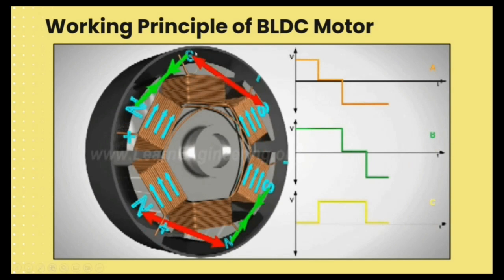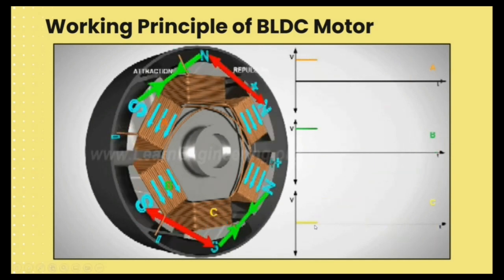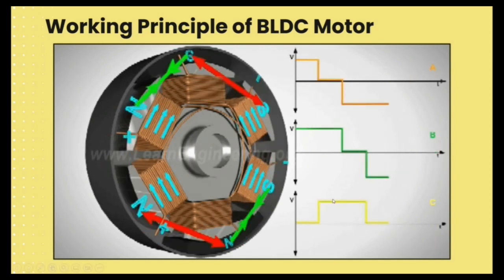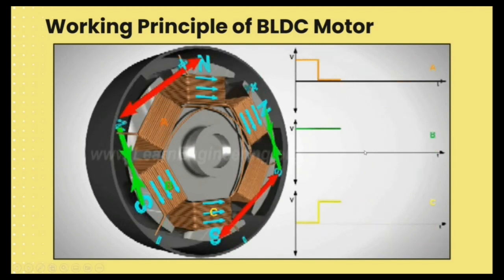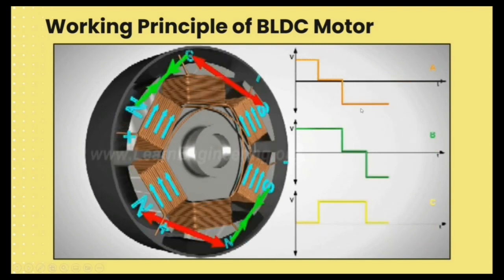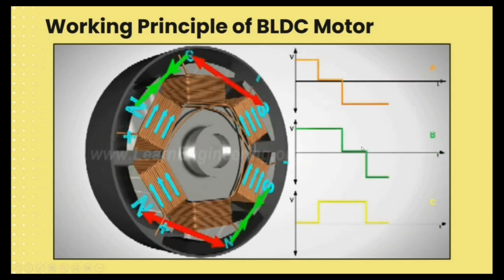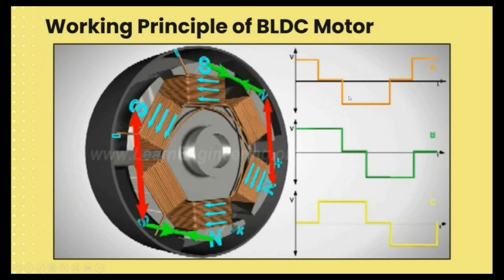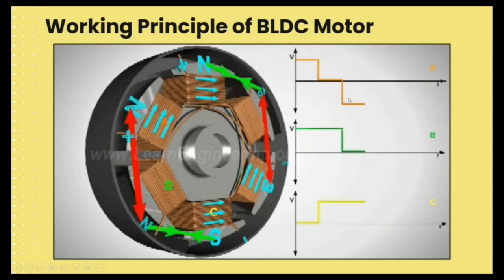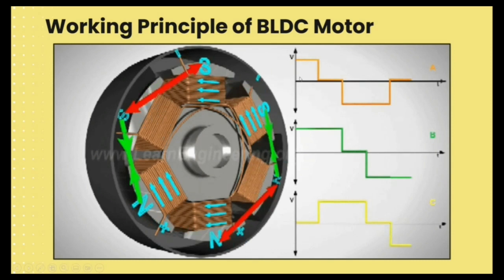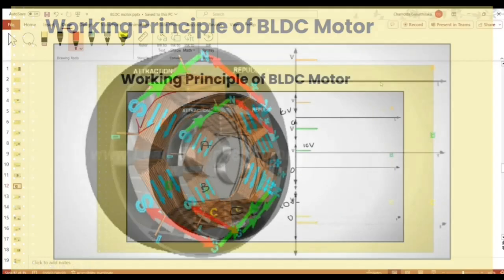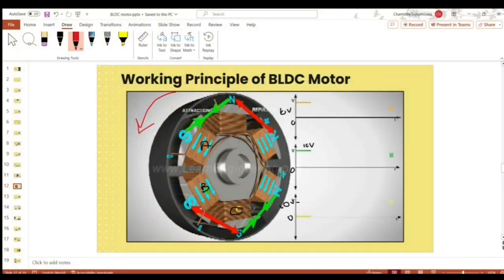See, A and B are energizing and C is not. B and C are energizing, A is not. And A is negatively energizing, C is energizing and B is not. Let's see what negatively energizing and positively energizing mean in depth, and about this graph. So this rotor is rotating in this direction, and we can say this is A, B and C.